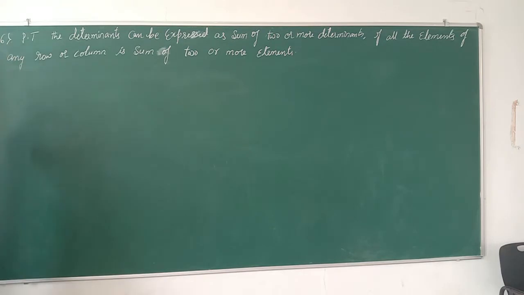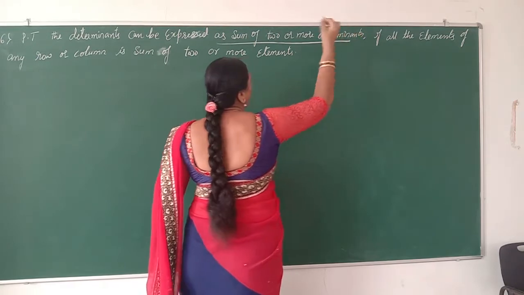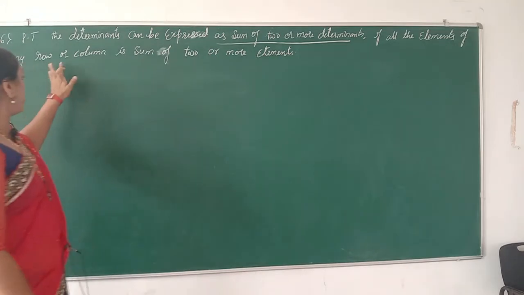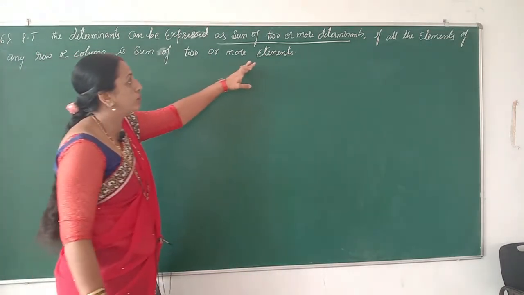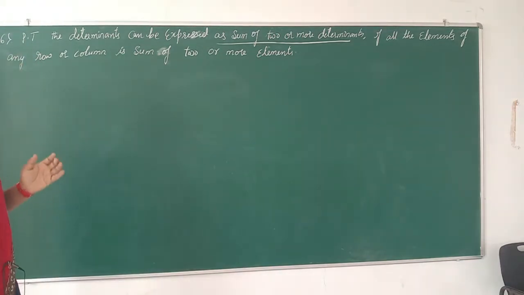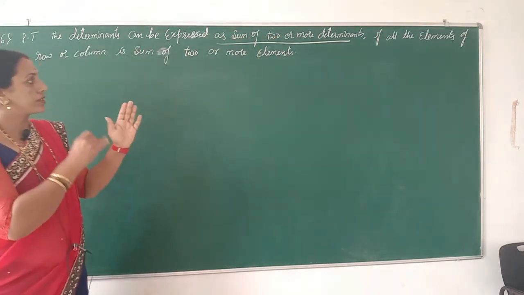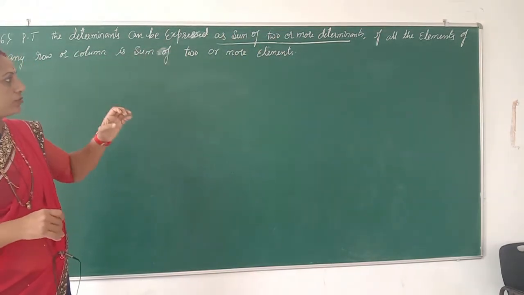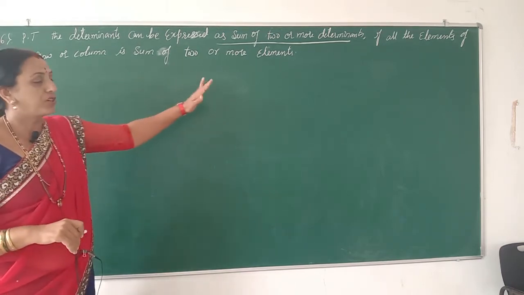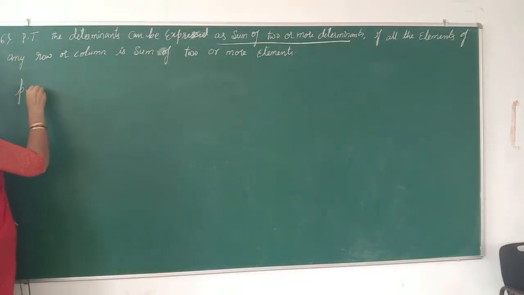Next one, prove that a determinant can be expressed as the sum of two or more determinants if all the elements of any row or column are a sum of two or more elements. So if any one row or any one column is a sum of two elements, the determinant can be expressed as the sum of two determinants. Suppose all the elements of any row or column are a sum of three elements, then the determinant can be expanded into three determinants. But we will consider only two determinants.